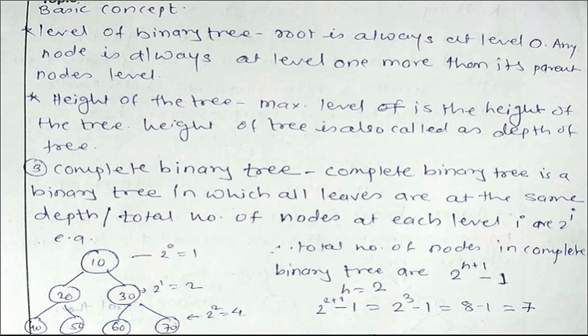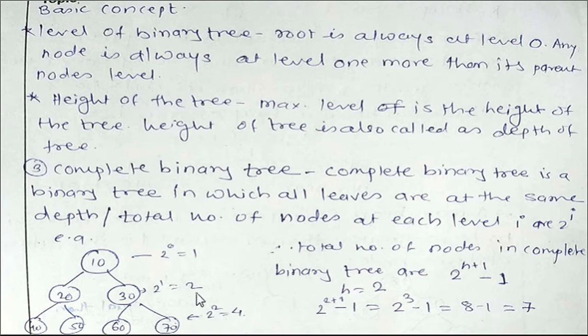The height of a tree is also called the depth of the tree. The next basic concept that we are going to see is the complete binary tree. A complete binary tree is a tree in which all the leaves are at the same level or at the same depth. Also, the total number of nodes at each level i is computed by 2 raised to i. And third, the total number of nodes in a complete binary tree is given by the formula 2 raised to h plus 1 minus 1. Here h is the height of the given tree.